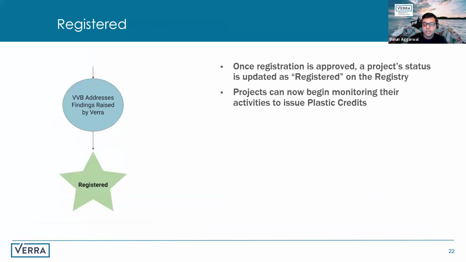Once all the findings are addressed and the documents are sufficient for registration, the project is registered by Verra on the Verra registry, and it becomes eligible to issue plastic credits. Now, that's the first stage. I'd say it's a major milestone, which means that the project has been confirmed to be adhering to all the rules and requirements of the plastic program as far as its design is concerned. But in order to generate or issue plastic credits, projects now need to start monitoring their activities and get those verified by a VVB.